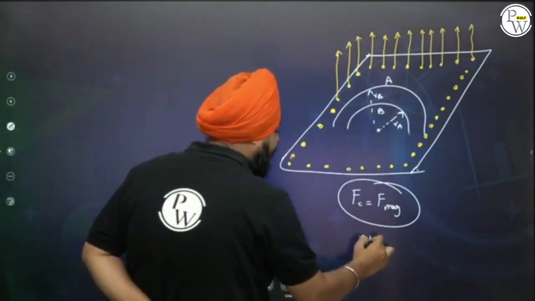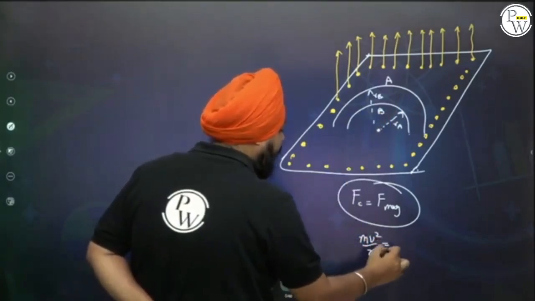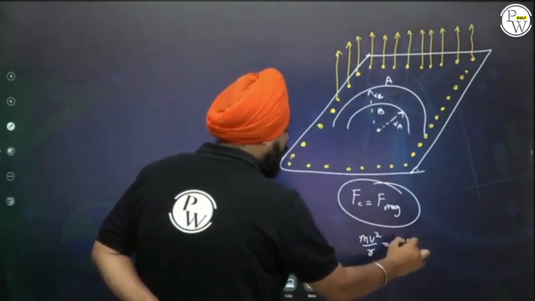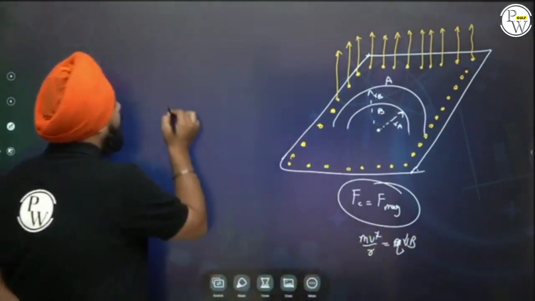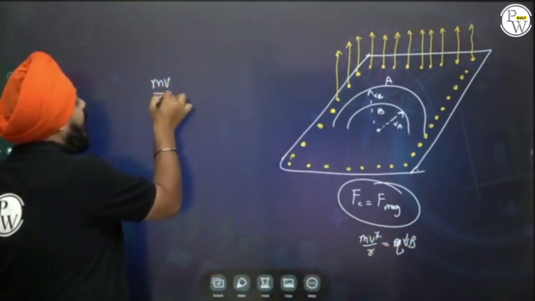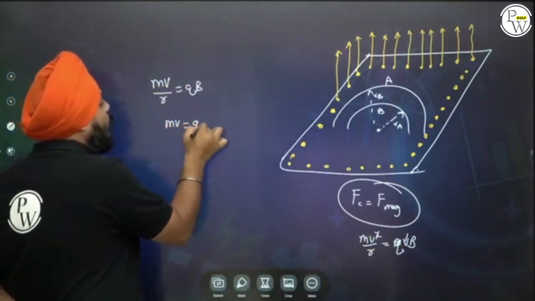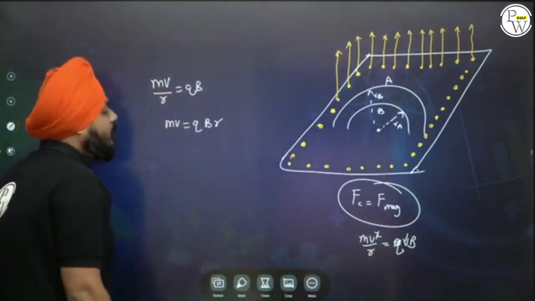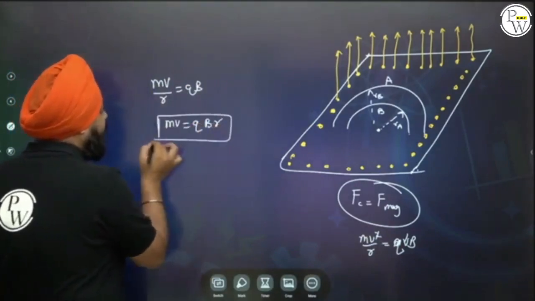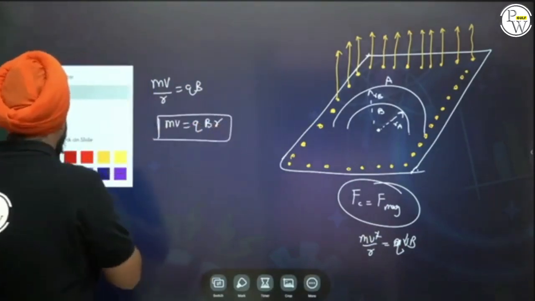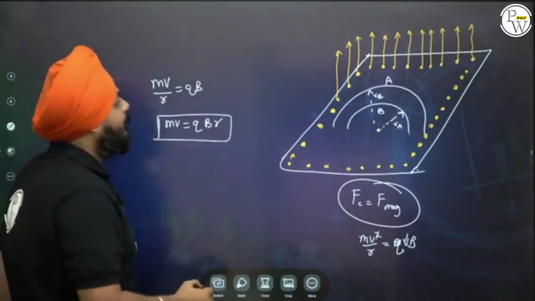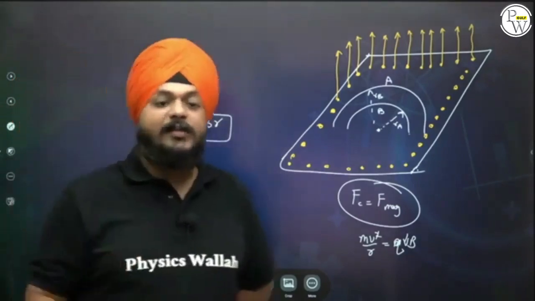So it means that mv squared by r is equal to qvB. One v gets cancelled, so it is mv by r equal to qB. So mv equals qB into r. This is the expression that we have reached. Now what happens? There is a very simple explanation to this question.